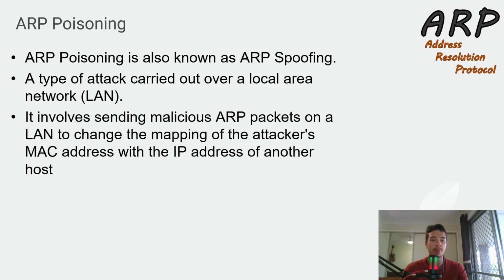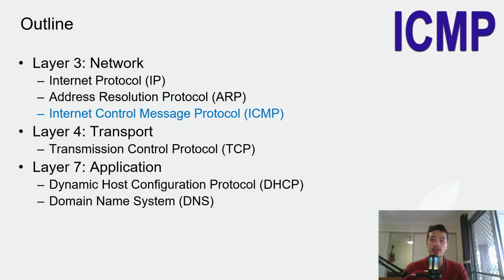ARP poisoning is known as ARP spoofing, an attack type carried out on a local area network, LAN. It involves sending malicious ARP packets on the LAN to change the mapping of the attacker's MAC address with the IP address of another host. So that's an attack and a threat that could potentially arise from there.